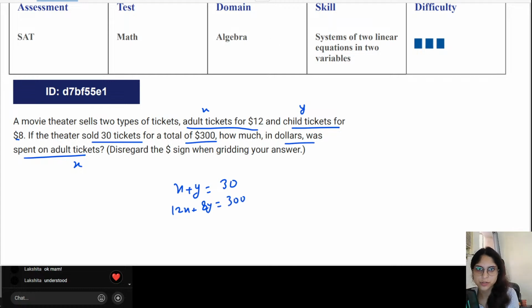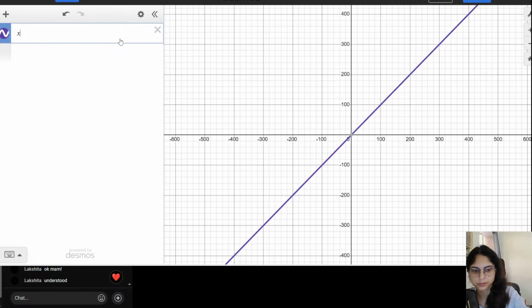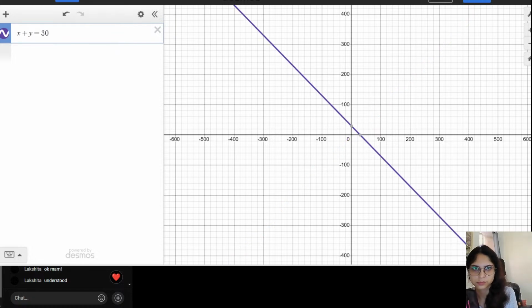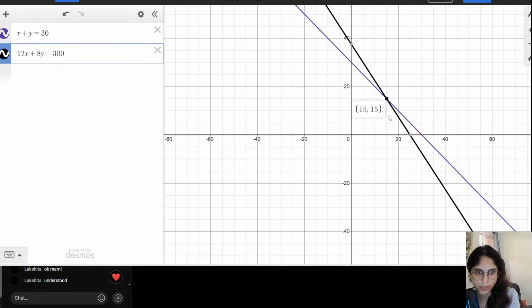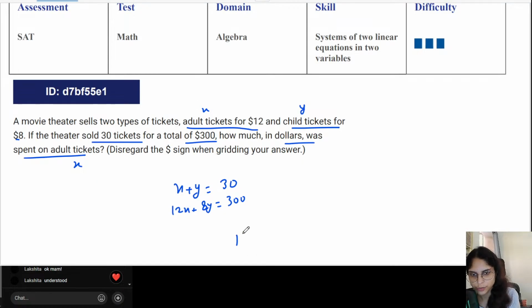We have to get X, so just Desmos. Fifteen comma 15. So X is 15, Y is also 15. So yeah, 15 is your answer. 15 plus 15 is 30. 12 times 15 is 180. 15 times 8 is 120. Yeah, and that is 300.